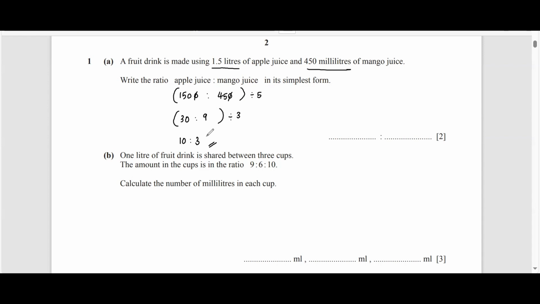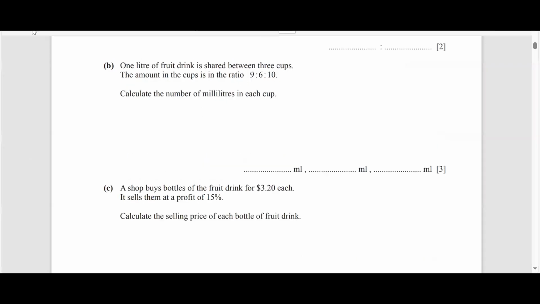Moving on to the B part here. 1 liter of fruit drink is shared between 3 cups. The amount in the cups is in the ratio 9 is to 6 is to 10. Calculate the number of milliliters in each cup.